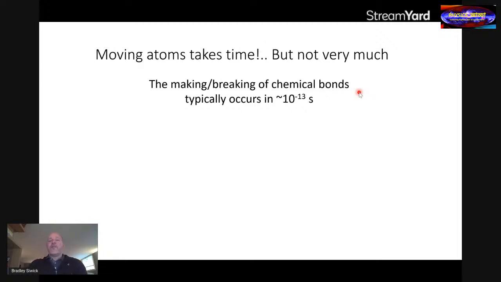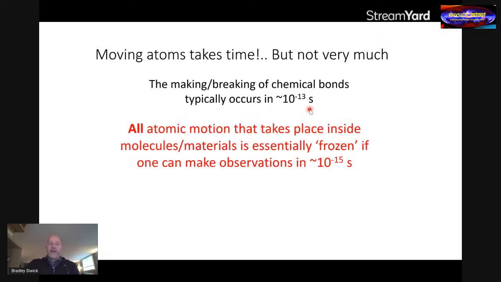Okay, so what's the time scale, right? It's the distance divided by the velocity, and you get a typical time scale of 10 to the minus 13 of a second. Okay, so this is fundamental, right? This time scale is fundamental in materials.